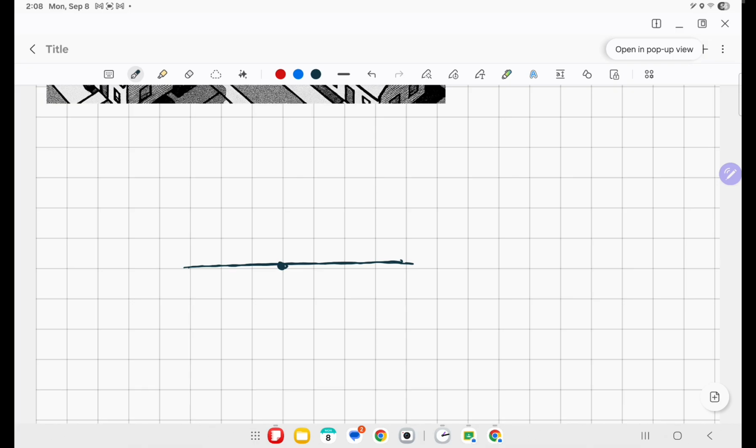Then I want you to draw a line that covers 4 above and 4 below. 1, 2, 3, 4. Right there where that dot is, I want to cross right there. Put arrows on every direction.